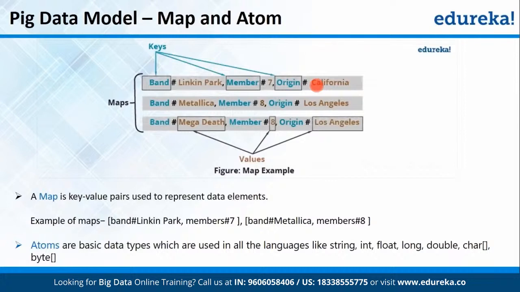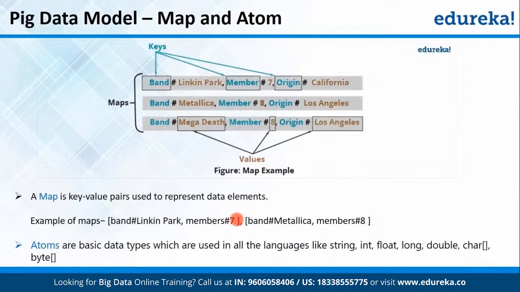However, a map cannot contain duplicate keys. As you can see, this map has only got band, member, and origin. Okay, there cannot be another key with the name origin or member or band. Similarly with the second row and the third row. So to represent a map, you need to use the square brackets right here. So this opening square bracket represents the opening of the map, and right here is the closing of the map.